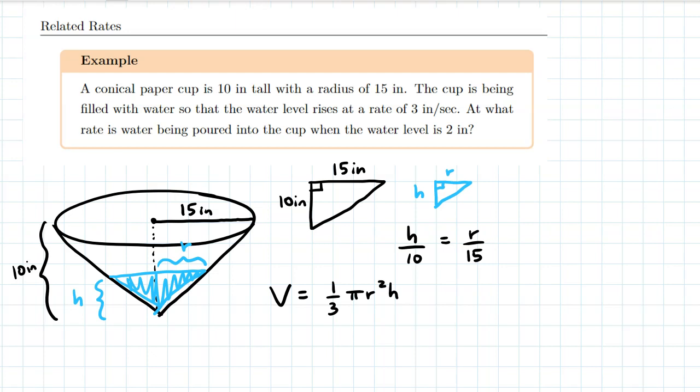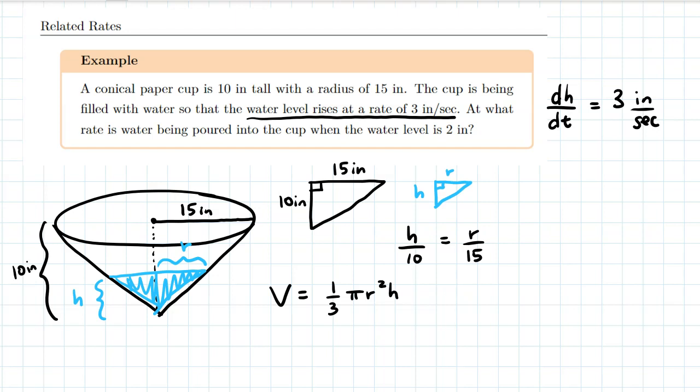Now, which variable should we get this into? It says here that the cup is being filled with water so that the water level rises at a rate of 3 inches per second. That is another way of saying that dh/dt is equal to 3 inches per second. So, because we're given dh/dt, it might be helpful if we can get our volume equation only in terms of h.